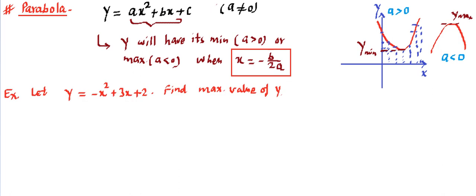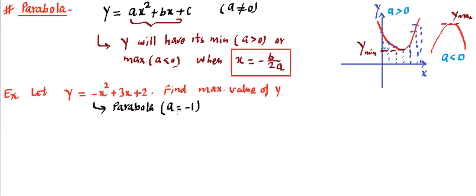So let's take a simple example, and it says let y be given as minus x square plus 3x plus 2. So that expression has been given to us. You might be asked what type of graph it represents. We will say since it's x square and y, it must be a parabola. And then in this parabola, what is the value of a? The value of a is minus 1. Can you see that minus 1? The coefficient of x square is minus 1.